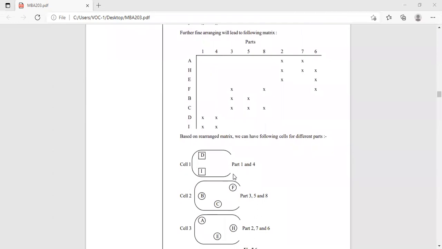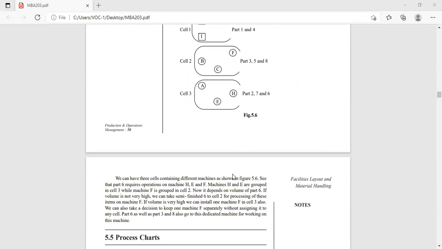Based on the rearranged matrix, we can have the following cells for different parts, like cell 1 having part 1 and part 4. Part 3 and 5 are given for cell 3. So we can have the 3 cells containing different machines.